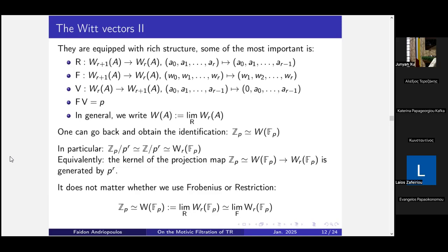Okay, so this construction of the Witt vectors and the identification of the Witt vectors of Fp with the p-adic integers is the most important building block for what is to come. Are there any questions so far? Okay.